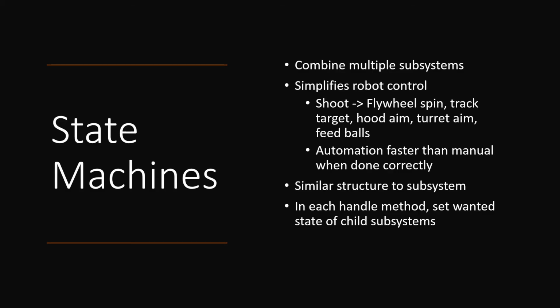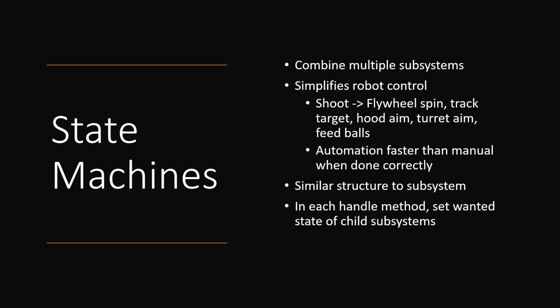Now I'm going to talk about the state machine classes and how they're set up. The state machine combines multiple subsystems to form one mechanism. In the example I've been using, if you have a shooter, then the shooter would contain, say, a flywheel, a turret, or a hood. This greatly simplifies robot control. Whenever the driver says shoot, they don't have to individually say spin the flywheel up, track the target, aim the hood, aim the turret, and feed the balls. They just say shoot. And it's pretty easy to control by doing this.